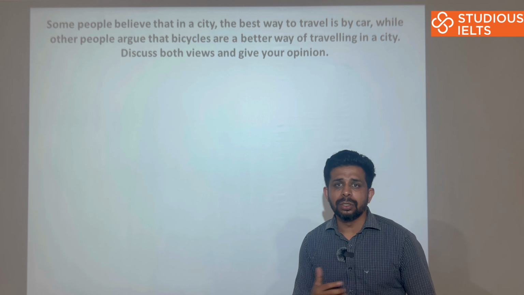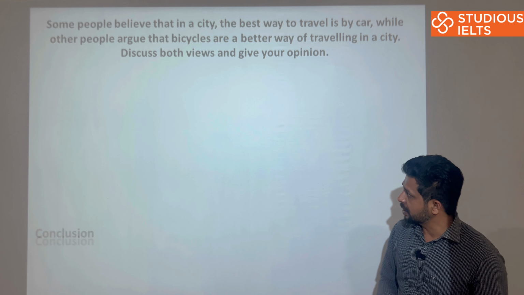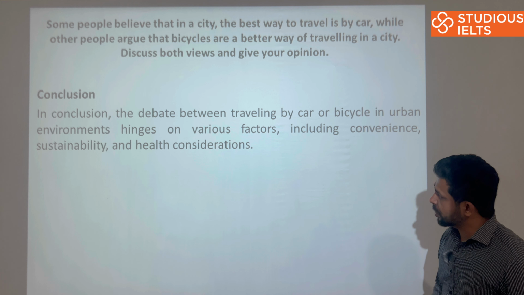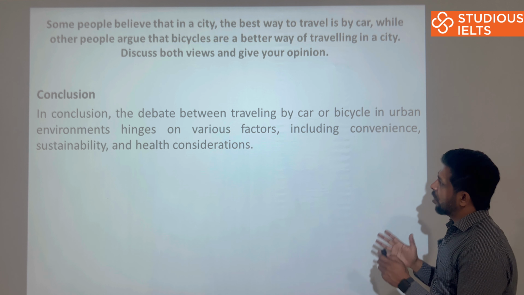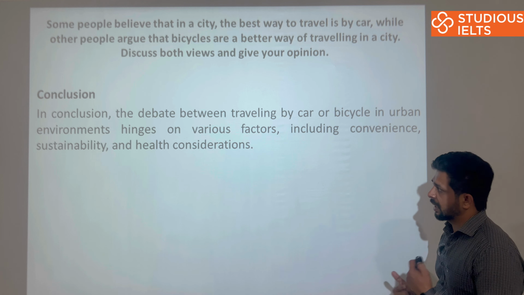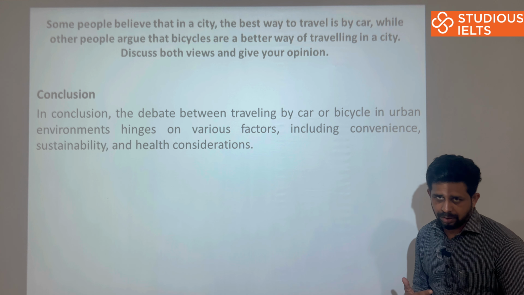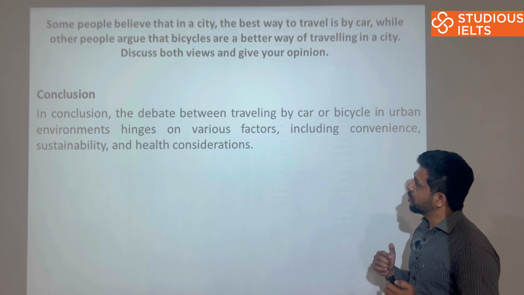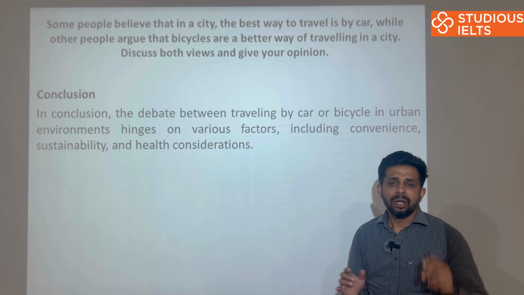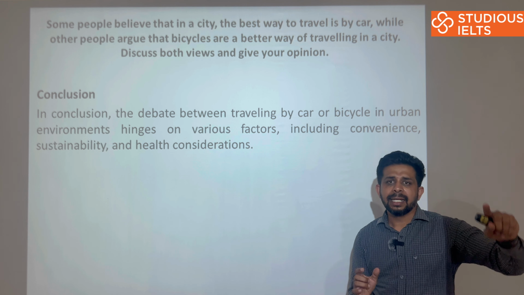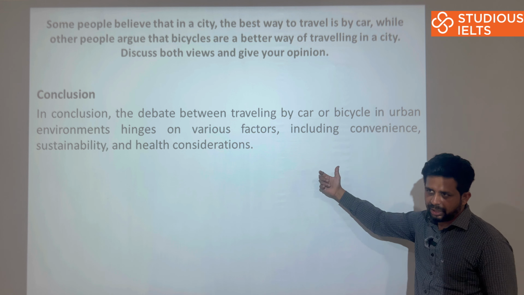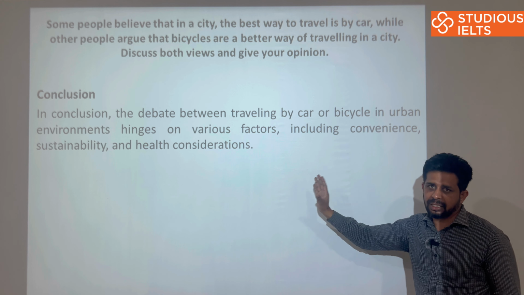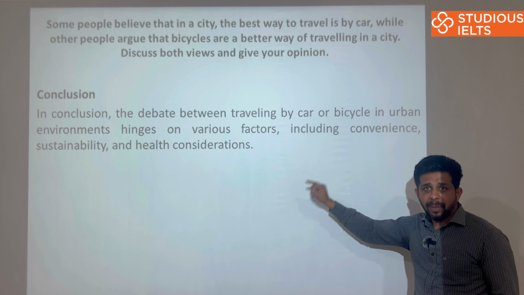Finally, we are going to conclude the entire discussion. How will we do that? So in conclusion, the debate between traveling by car or bicycle in urban environments hinges on various factors, including convenience, sustainability, and health considerations. So there are a number of factors, they say, for why we have a debate on this topic. One point of view carries its own benefits, but the other point of view carries its own benefits. So in that way, definitely we have to make a balance between these two things, because both of these have their own perspectives, their own uses in public life.